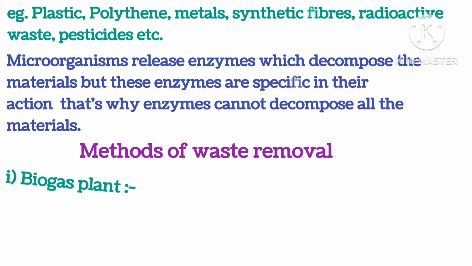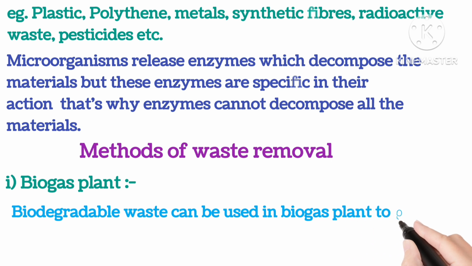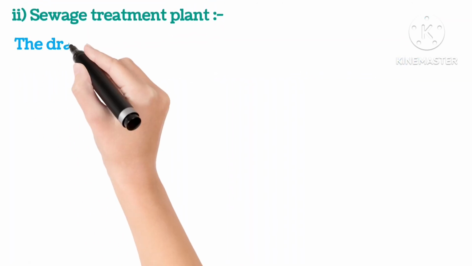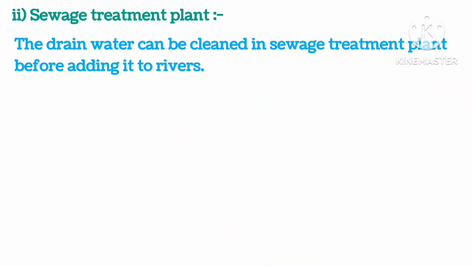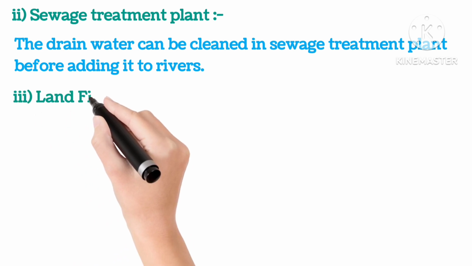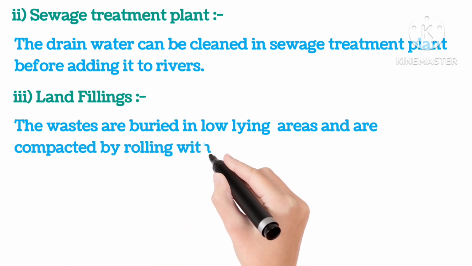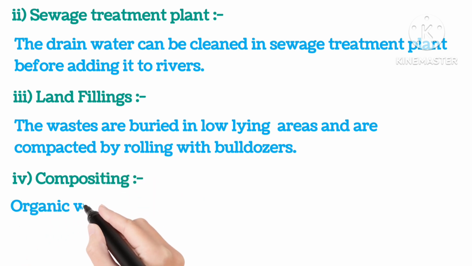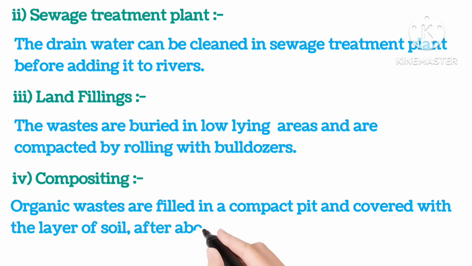Methods of waste removal. First is biogas plant. Biodegradable waste can be used in biogas plant to produce biogas and manure. Second, sewage treatment plant. The drain water can be cleaned in sewage treatment plant before adding it to the river. Third is land filling. The waste is buried in low-lying areas and is compacted by rolling with bulldozers. Fourth, composting. Organic waste is filled in the compact pit and covered with a layer of soil.